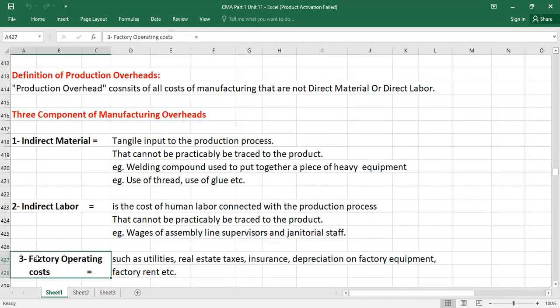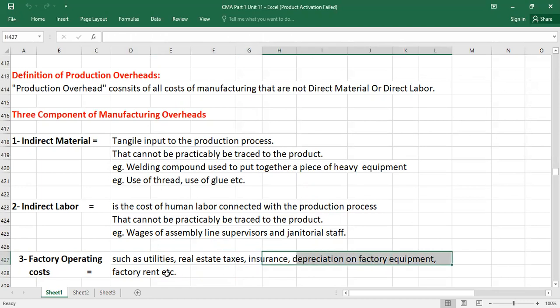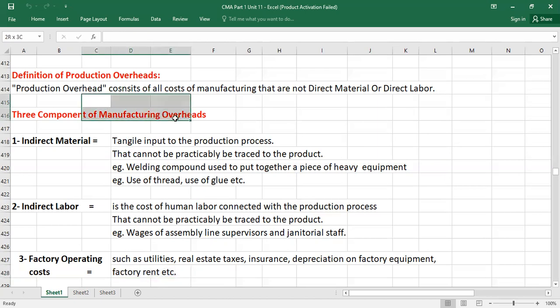Then you have the factory operating cost. Factory operating cost includes costs like utilities, real estate taxes, insurance of the factory plant and machinery, depreciation of the factory equipment, or the factory rent. So these all are called factory operating cost. And don't forget, these three are the components of manufacturing overheads.